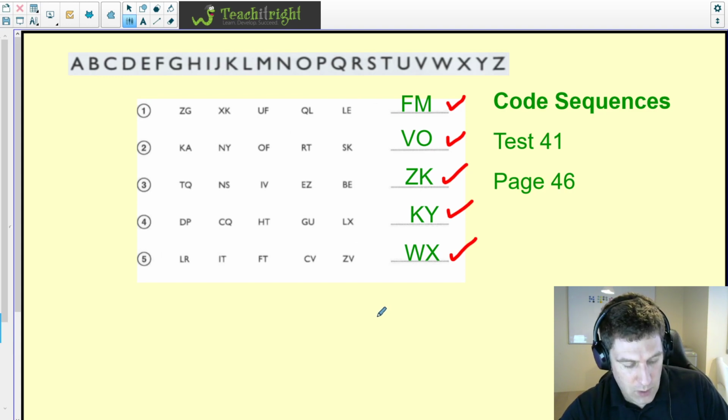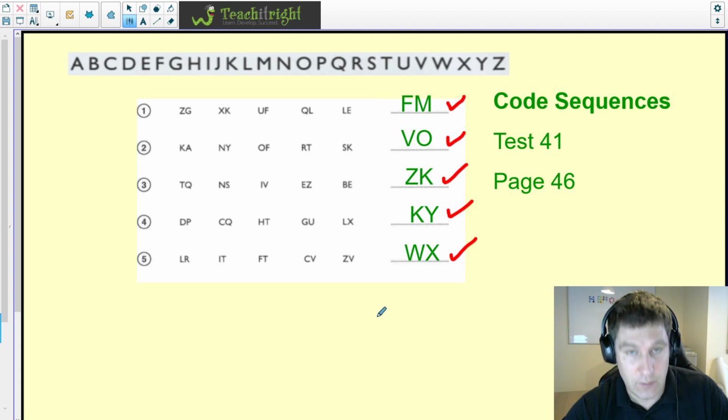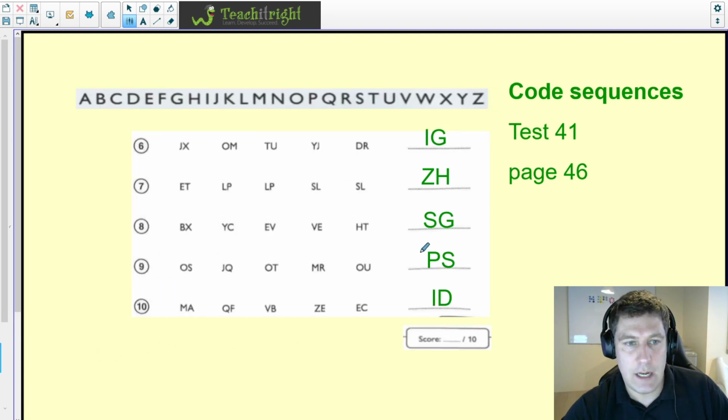Number 5, we've got WX. And that is -3 on the first letter. And the second letter was +2, +0, +2, +0, and then +2. So brilliant if you managed to get those correct. And the last ones of your codes, we've got IG, ZH, question 7, SG, PS, and then ID.